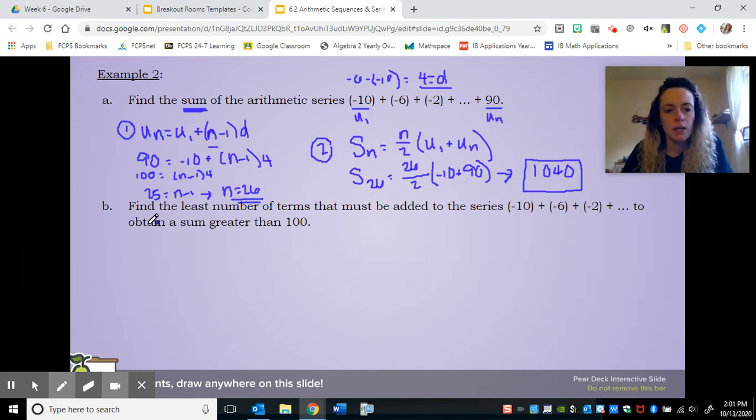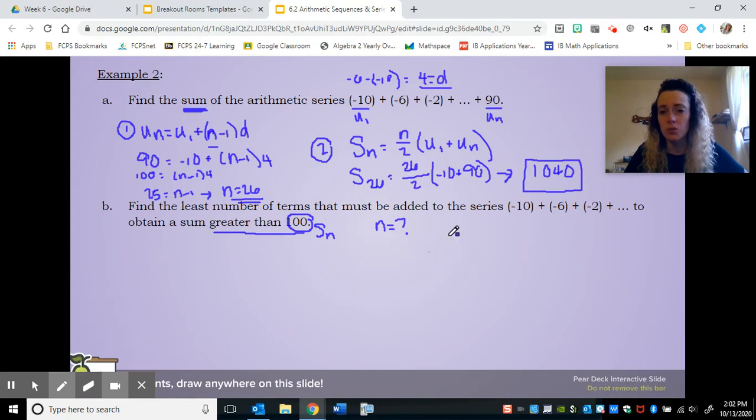Part B, finding the least number of terms that must be added to this series to obtain a sum greater than 100. So very similar to part C of example 1, they're now giving us a sum and asking us to find how many terms of the sequence it would take to get to that sum. So this value that they're giving us is the S sub n, and we're looking for what is n.